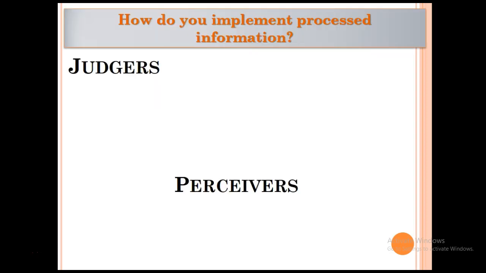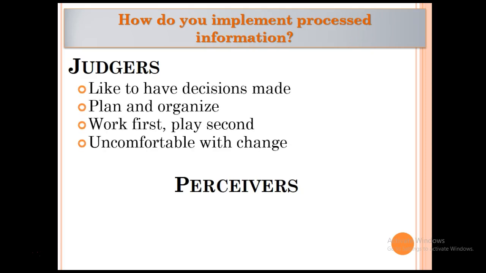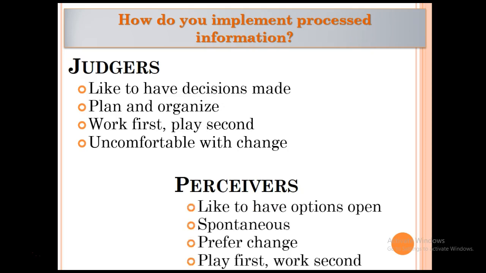Our last dichotomy is how you implement processed information. These are our judgers versus perceivers. Judgers like to have decisions made. They like to plan and organize. They tend to work first and play second. They tend to be uncomfortable with change. Whereas our perceivers like to have options open. They tend to be more spontaneous. They prefer change. And they tend to play first and work second.